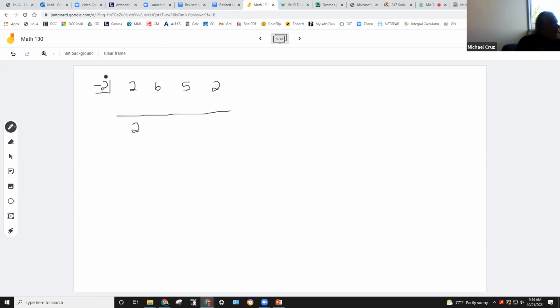Bring down the 2. 2 times -2 is -4. -4 and 6 is 2. -2 times 2 is -4. -2 times 1 is -2. And what do you know, it works. So x equals -2 is a solution.